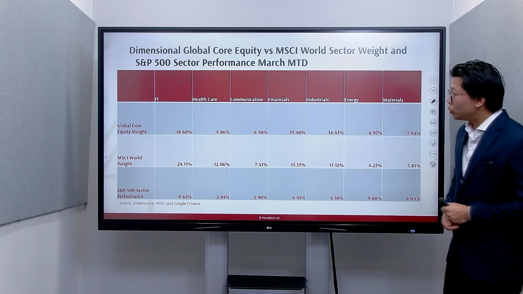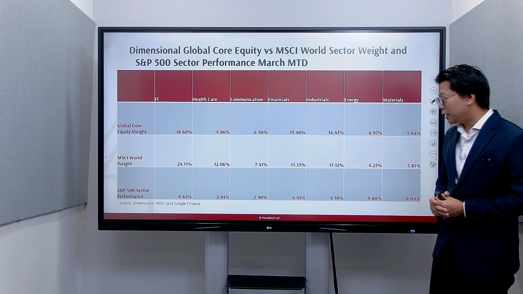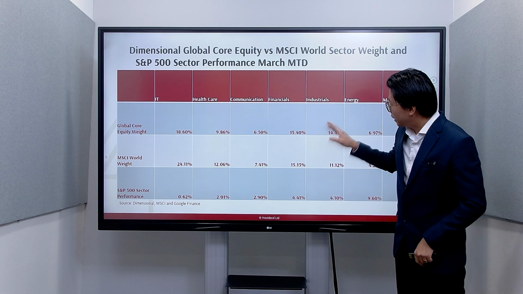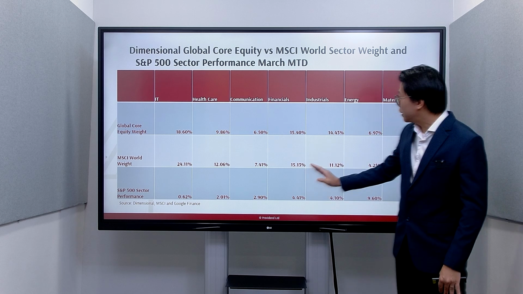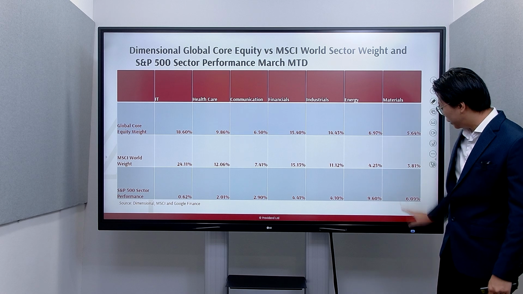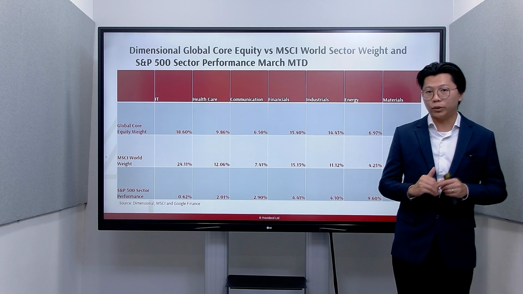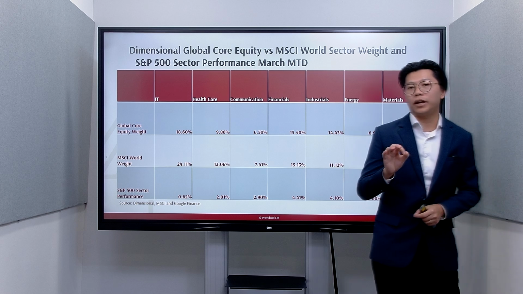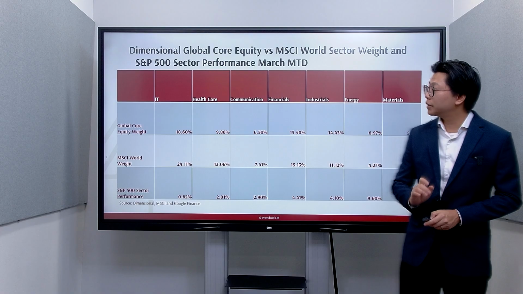If we continue to look at other sectors, the financial, industrial, energy, and materials, you can see that the S&P 500 sector performance in these sectors has been higher than 3.2%, which is higher than average. Financials, 4.4%, industrial, 4.1%, energy, 9.6%, and materials, about 6.1%. Now, because Dimensional Global Core Equity overweights in these sectors, in March we are seeing that Dimensional equity actually outperformed the market indexes quite substantially, in fact.